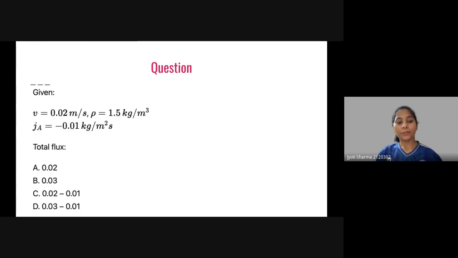Yeah, coming to the next one. Velocity is given, that is 0.02 meter per second. The density is also given, 1.5 kg per meter cube. J_A is your diffusion flux. The diffusion flux is also given, that is minus 0.01 kg per meter square second, and you need to calculate the total flux. What is the total flux?